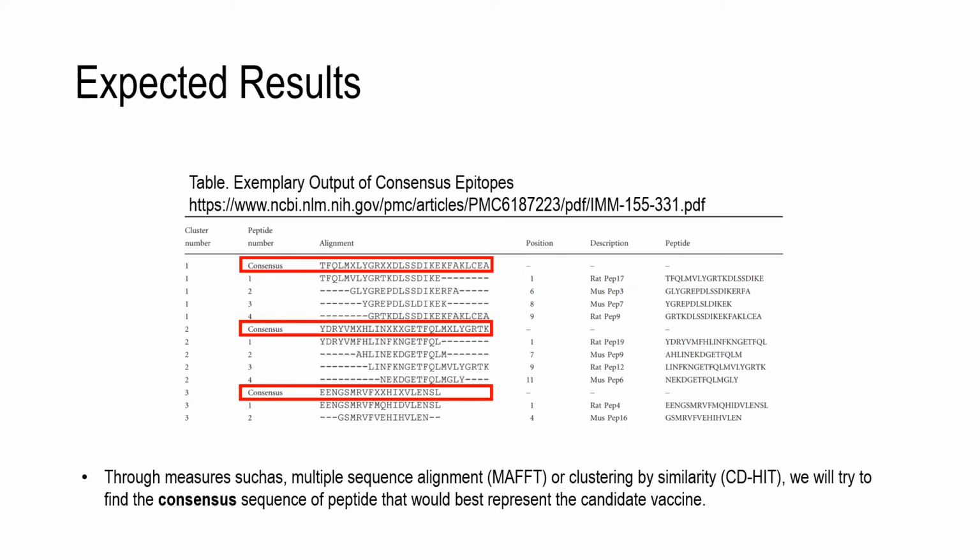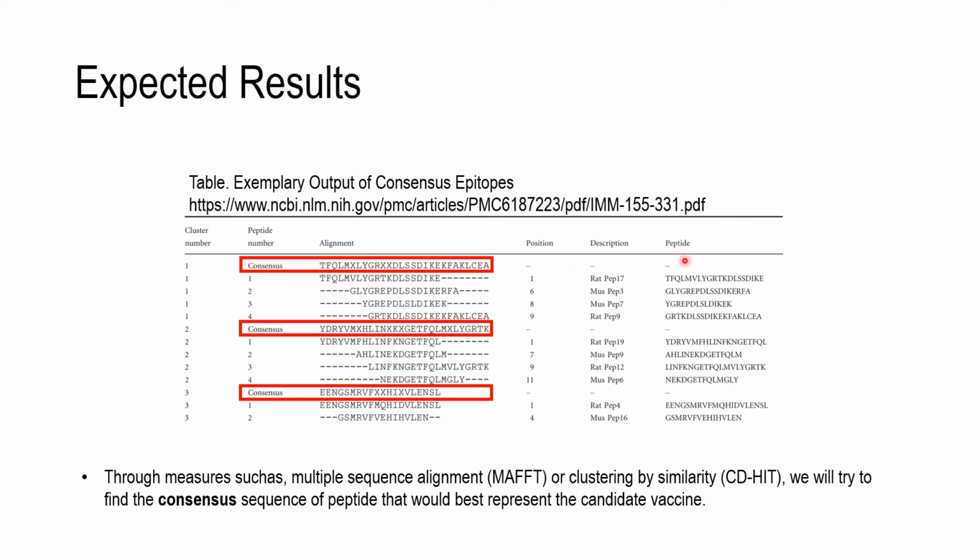After the epitope binding step, what we're expecting is a table like this. In this table, I borrowed from a publication that shows rat and mouse peptides. These peptides are aligned together to form a consensus sequence. And this consensus sequence is what I told you about in the workflow slide before.